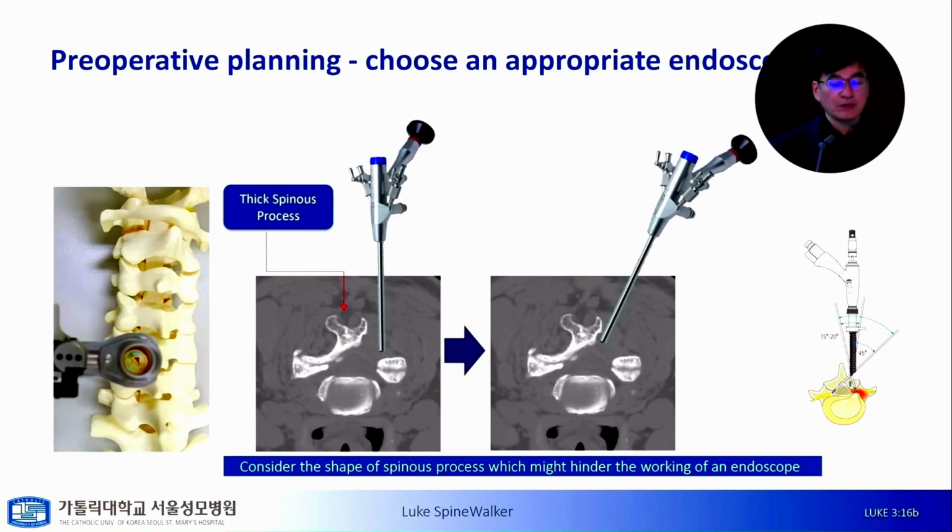With endoscopic spine surgery, you can also see detailed cervical anatomy, not only the foramen but also the spinal shape and the thickness of the spinous process. One of the big advantages of the endoscope is that in the case of a thick, deviated spinous process, tube surgery is a little bit challenging, but the endoscope goes very well.